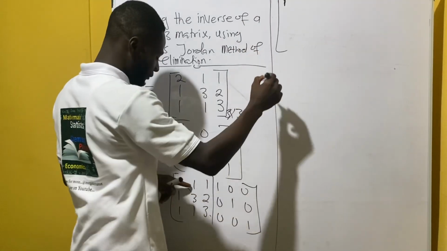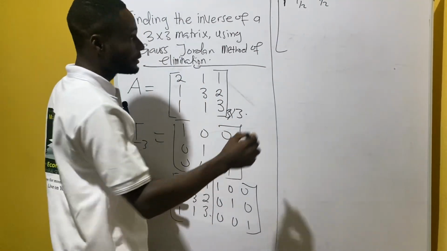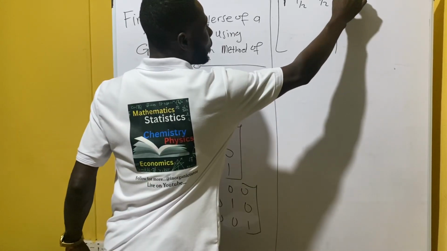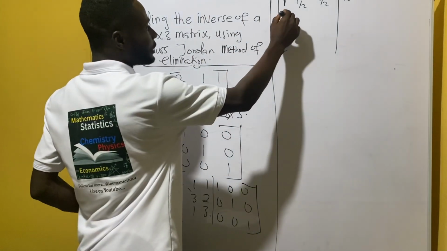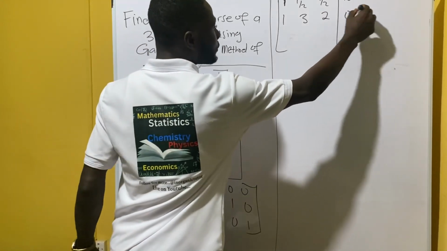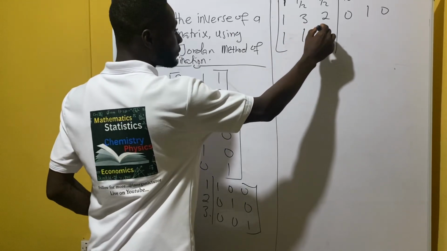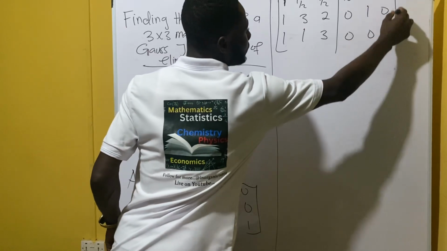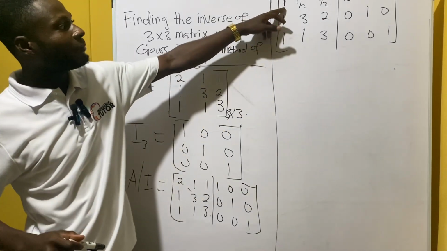When we do that, we are going to have 1, half, half, augmented with half, 0, 0. Then we maintain the second and the third row. Right, so now we have our leading element equal to 1.